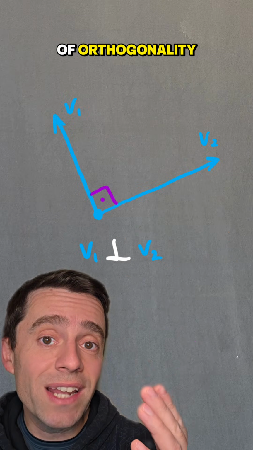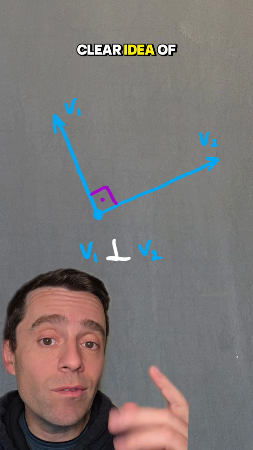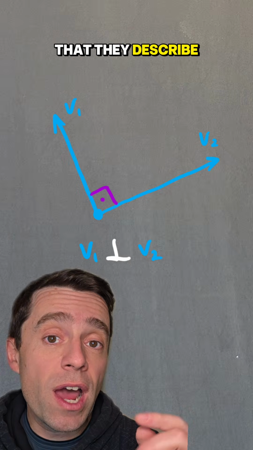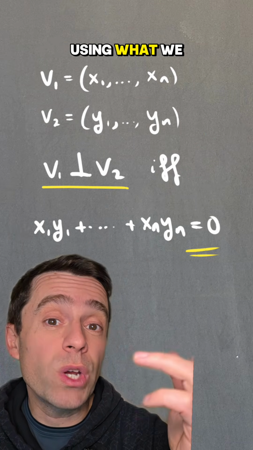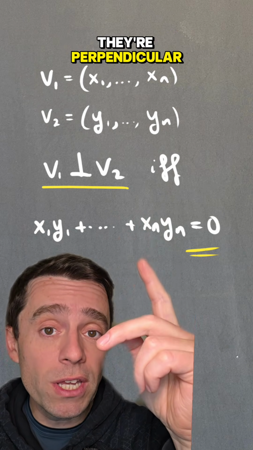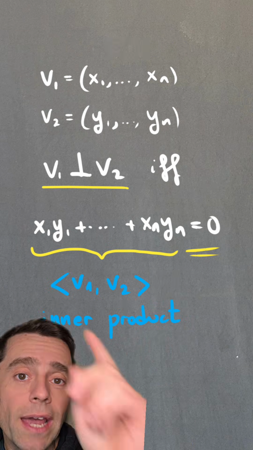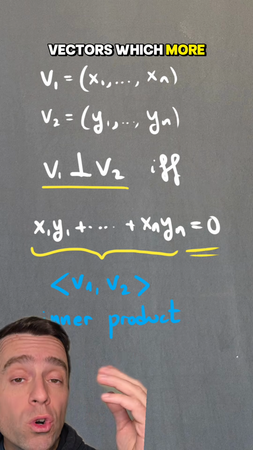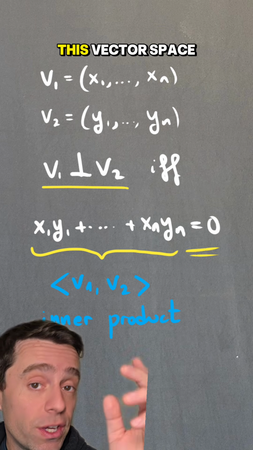The concept of orthogonality originates from the usual vectors in Rn, where we have a clear idea of what it means for two vectors to be orthogonal, which is that the angle they describe is a right angle. This is something we can check in coordinates using what we call the dot product. Two vectors in coordinates are orthogonal, perpendicular, if and only if this quantity is equal to 0. That quantity is what we call the dot product of the two vectors, which more generally is what we call an inner product of vectors in this vector space.